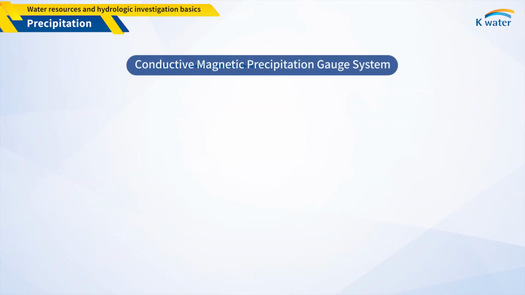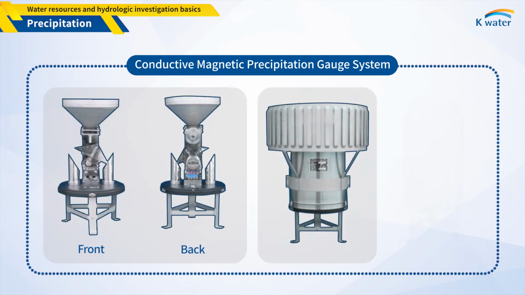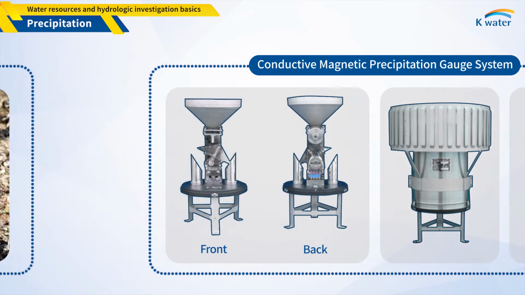In Korea, a conductive magnetic precipitation gauge system is commonly used to measure precipitation. The system collects rainfall and snowfall through the water intake and outputs a contact signal as a tipping cup is conducted when precipitation is 1 millimeter.